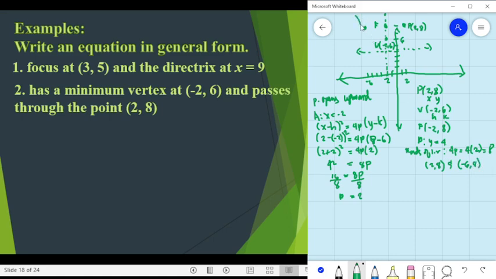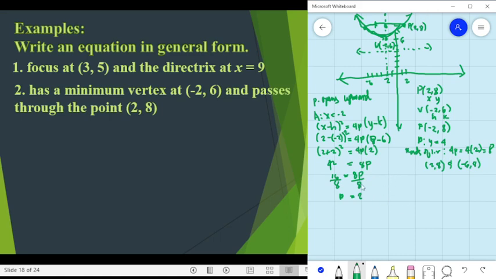So you join this together, and this is your parabola. Okay?